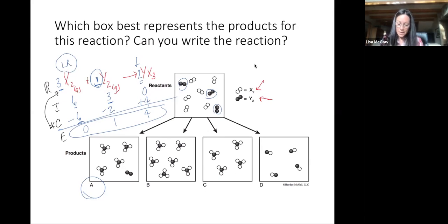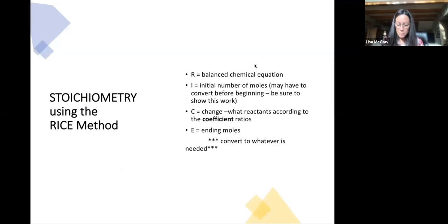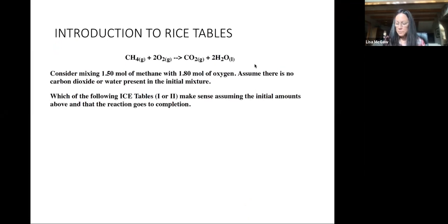So let's try another one of those. So here's what the little acronym actually means. So you've got it down. And consider this problem right here. I've got to close that poll so I can see a little bit better. So this is just like the Bunsen burner: methane gas comes out of the burner, burns, makes carbon dioxide and water. It says if you just had 1.5 moles of methane and you have 1.8 moles of oxygen, assume there's no carbon dioxide, which table makes sense?